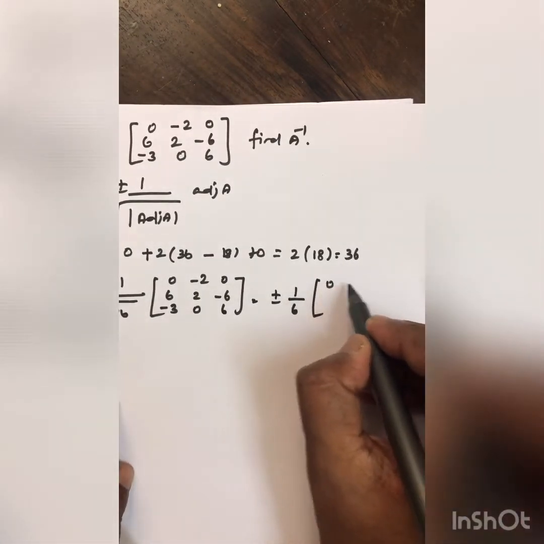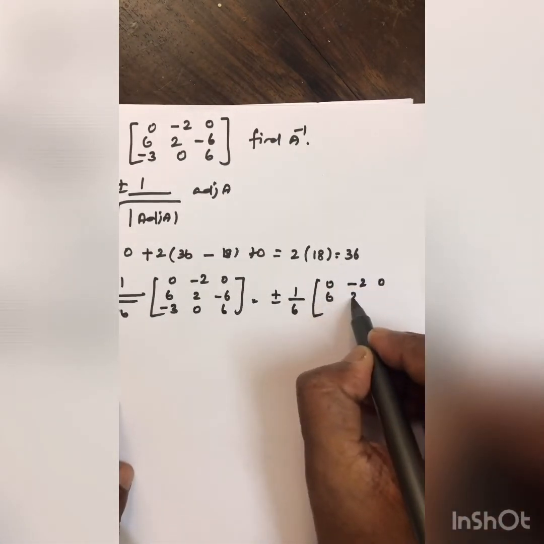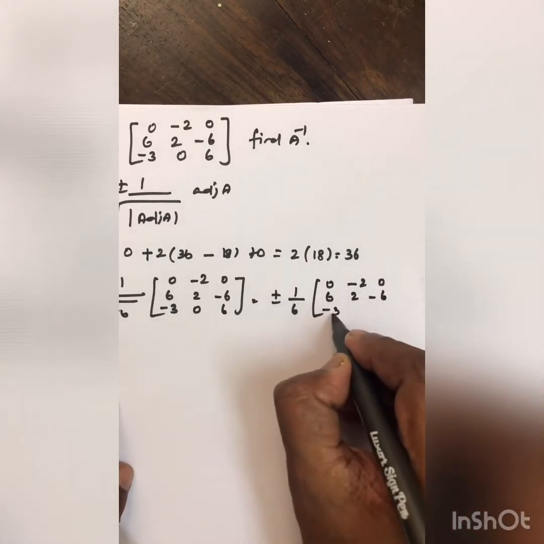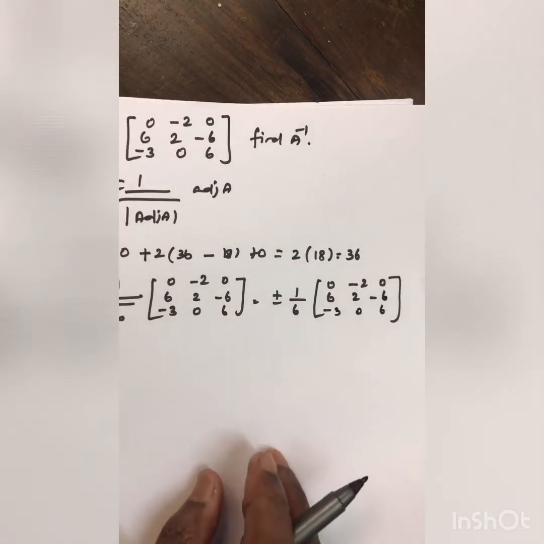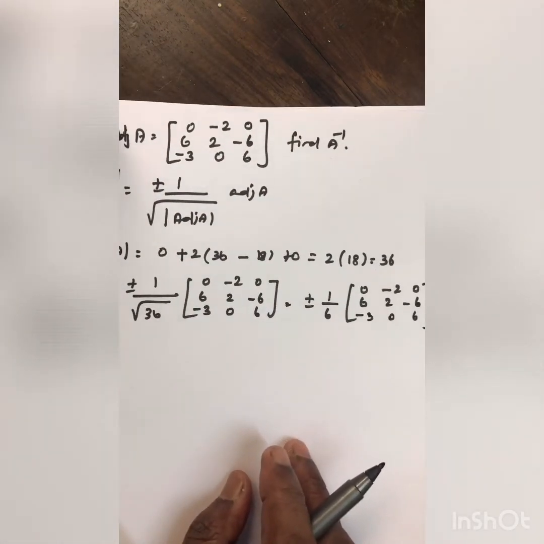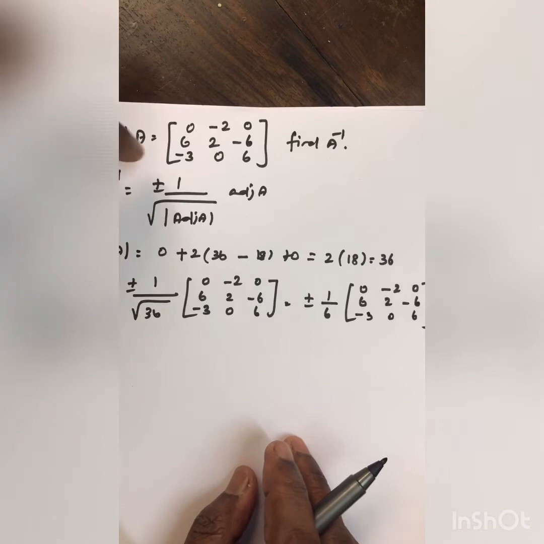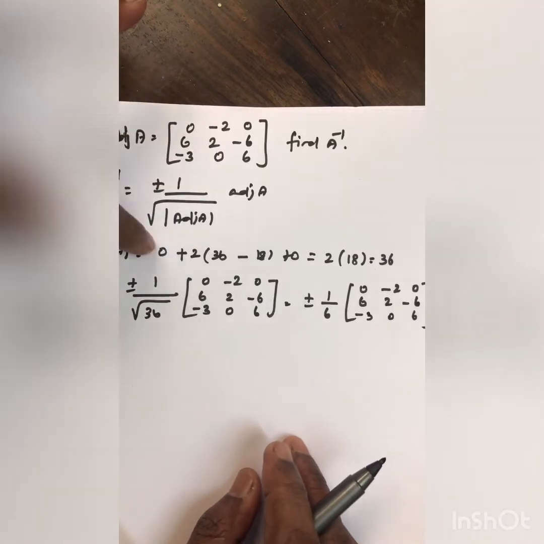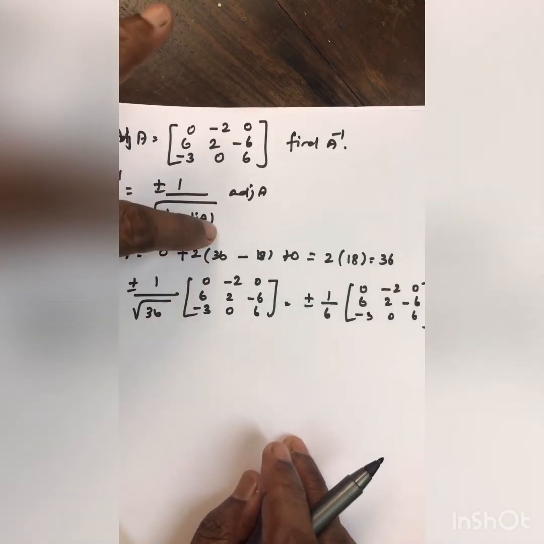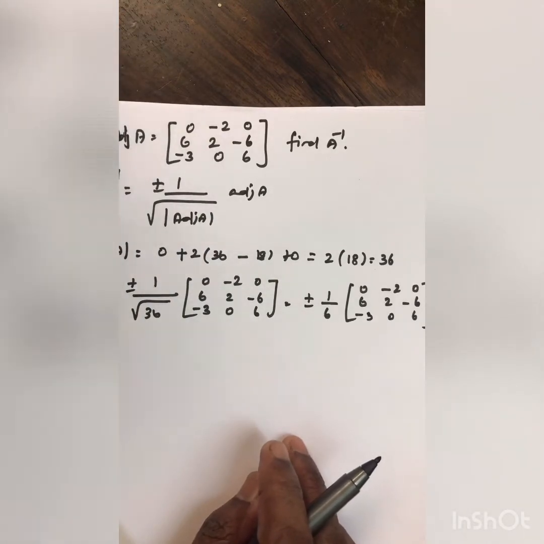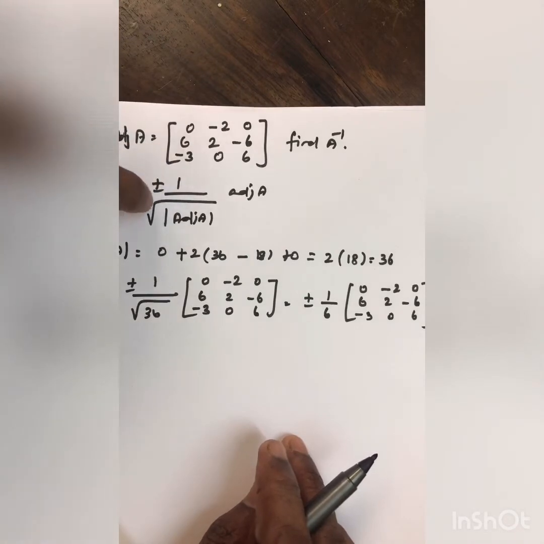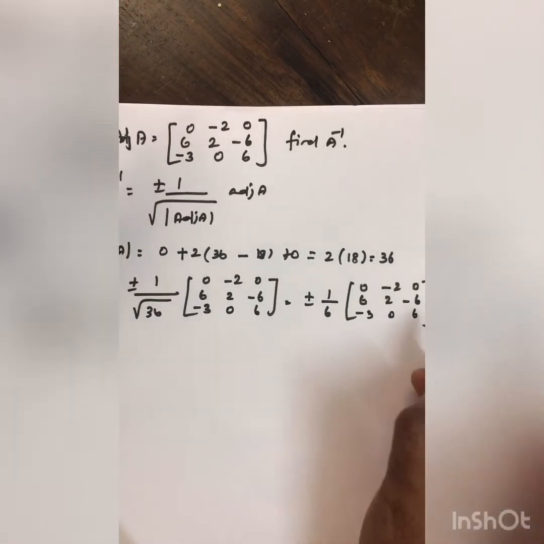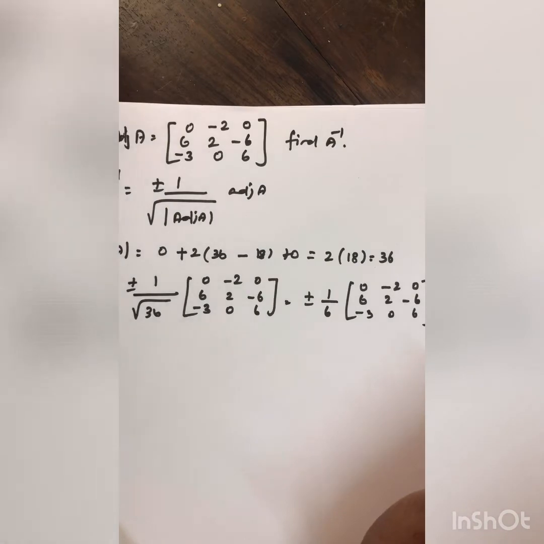We rewrite the same matrix. So the only thing you have to remember is the formula. You should be very careful about when to use which formula. If adjoint of A is given, A inverse will be plus or minus 1 by square root of determinant of adjoint of A into adjoint of A. Suppose if A is given, to find A inverse it is plus or minus 1 by determinant of A into adjoint of A. So I hope you have understood regarding adjoint of A and A inverse.